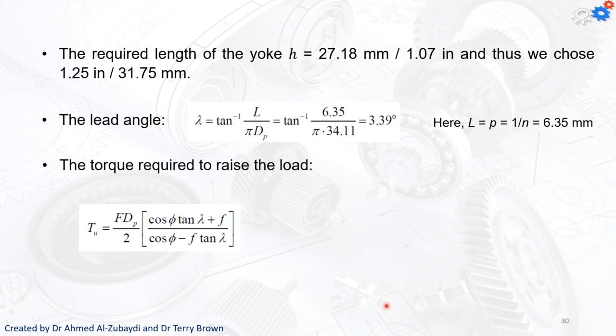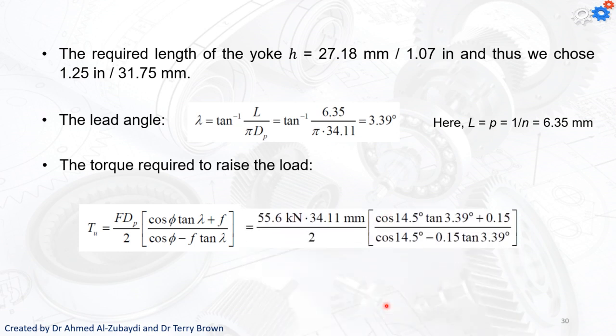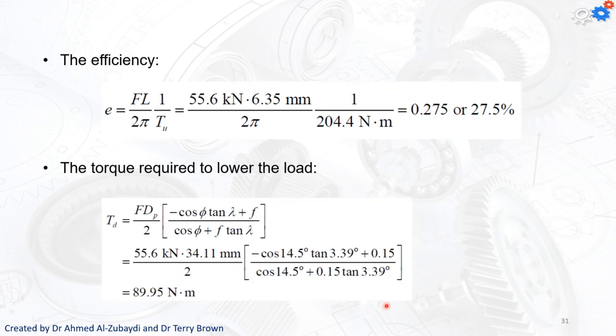Now, the torque required to raise the load is given by the equation that we derived earlier. Now we know the F, we know the dP, we know the phi, the lambda. Okay, and we can apply these equations, and then we will come to the answer that the torque here is going to be 204.4 Newton meter. Now we can calculate the efficiency by using the efficiency equation, and we can calculate the load required to lower the load. So that's it.